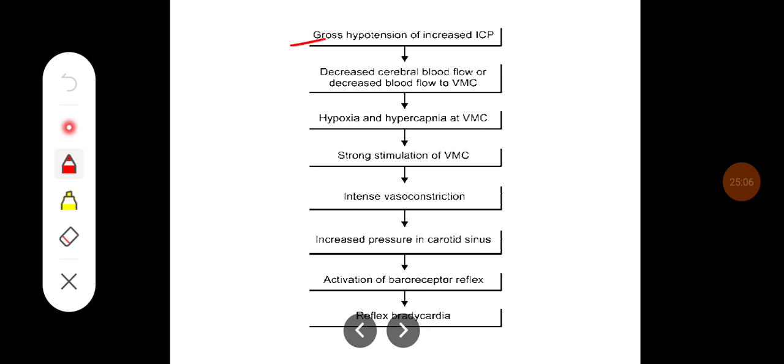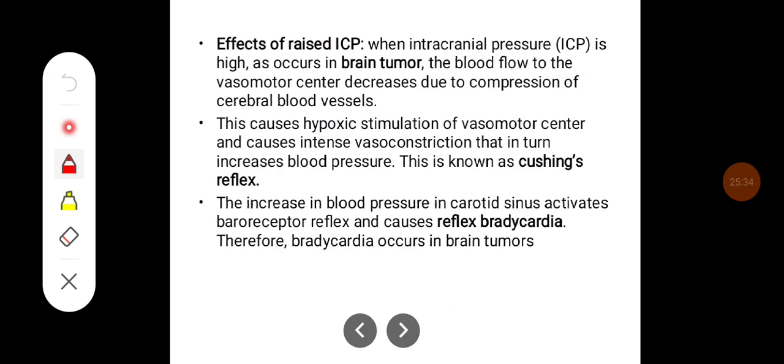So when gross hypertension occurs, as in cases of increased intracranial pressure, there will be decreased cerebral blood flow. There is a reduced blood flow to the VMC, and it leads to hypoxia and hypercapnia at VMC, which leads to strong stimulation, causes intense vasoconstriction, and the increased blood pressure at the carotid sinus activates the baroreceptor activity, leads to reflex bradycardia.